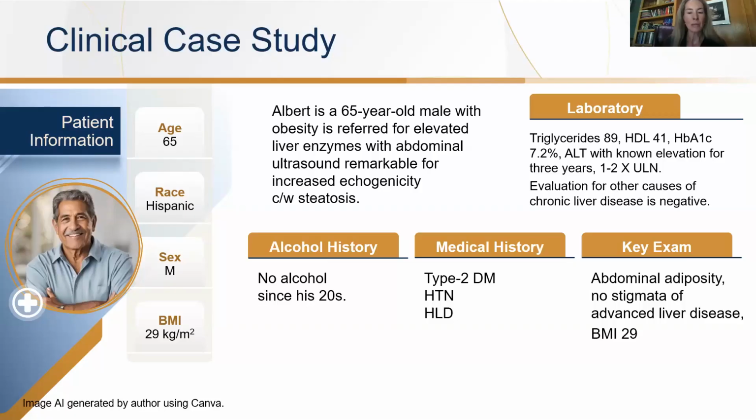In terms of labs available, as you can see here, triglycerides were 89, HDL 41, the hemoglobin A1C is elevated at 7.2, and he has known elevation of his ALT 1 to 2 times the upper limit of normal for the past 3 years. There's been a preliminary evaluation to rule out other causes of chronic liver disease, such as viral hepatitis, autoimmune hepatitis. So the suspected diagnosis here would be MASLD, the metabolic dysfunction-associated steatotic liver disease.